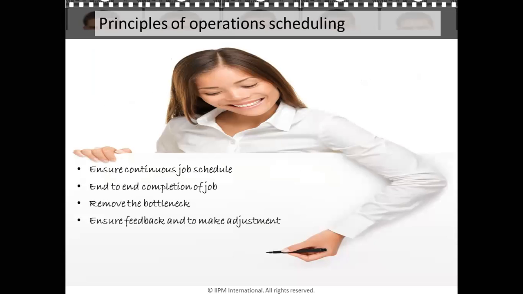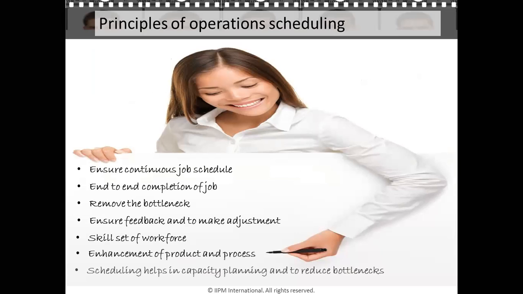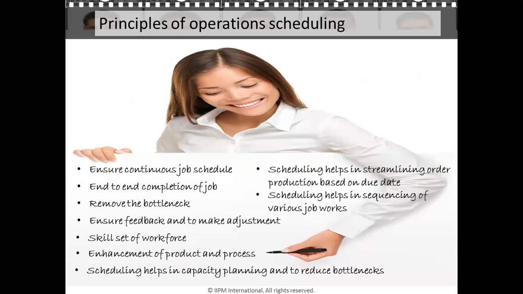What are the principles of operation scheduling? To ensure continuous job schedule, end-to-end completion of job, remove the bottleneck, ensure feedback and to make adjustment, skill set of workforce, enhancement of product and process. Scheduling helps in capacity planning and to reduce bottlenecks. Scheduling helps in streamlining order promotion or production based on due date. Scheduling helps in sequencing of various job works.